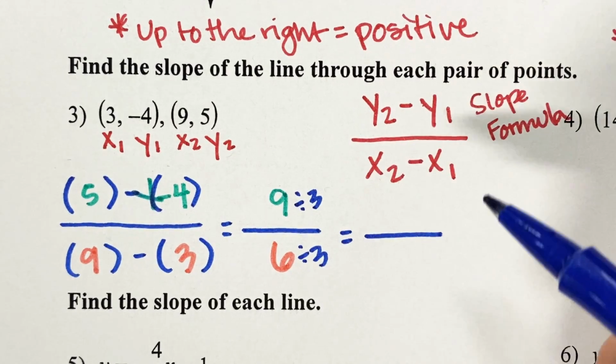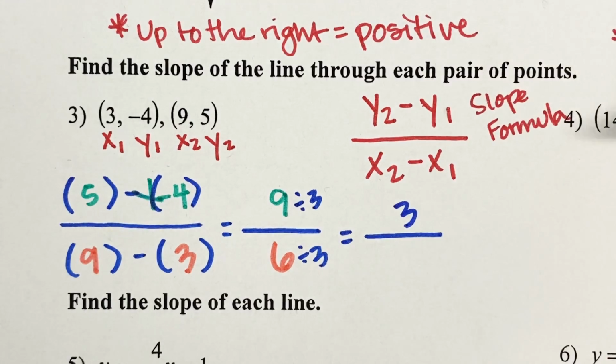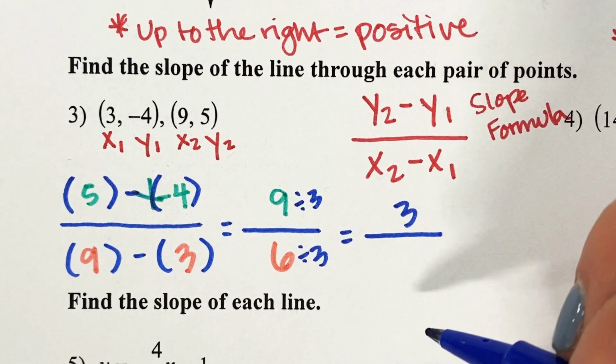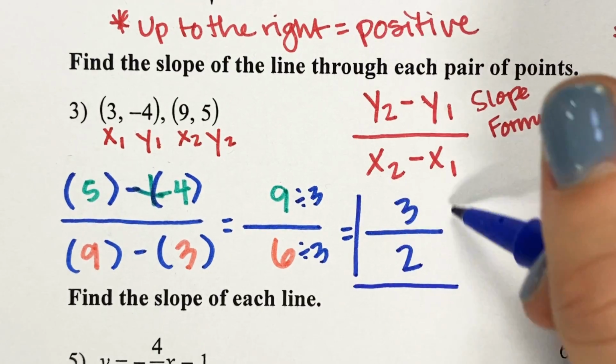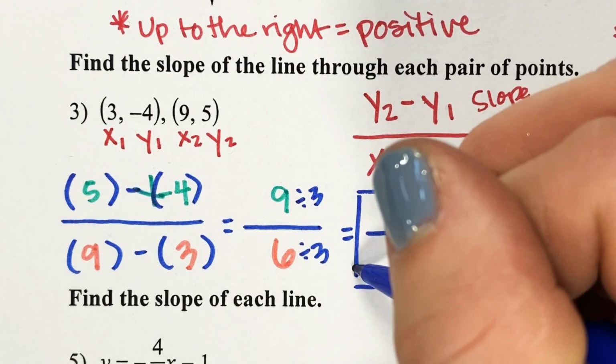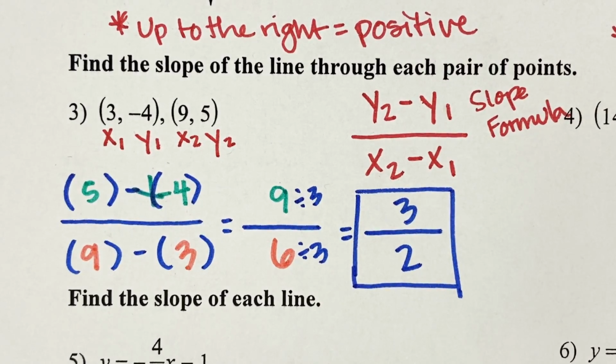9 divided by 3 is going to give me 3. 6 divided by 3 is going to give me 2. And that is our final slope. We had to reduce it.